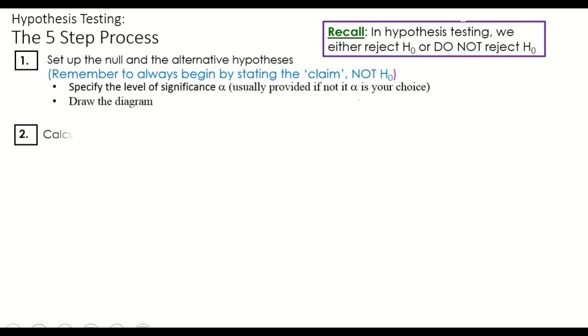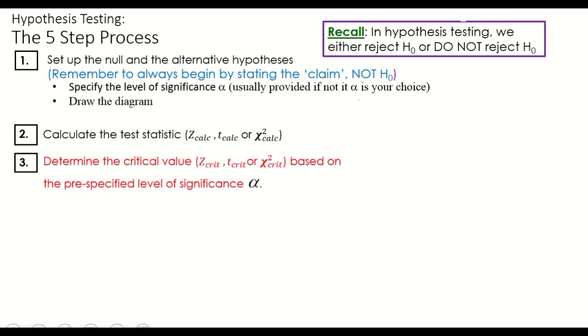In the second step, calculate the test statistic. Based on the question, you may work with Z calculated, T calculated, or chi-square calculated. In the third step, if you are dealing with critical value approach, determine the critical value based on the pre-specified level of significance alpha.